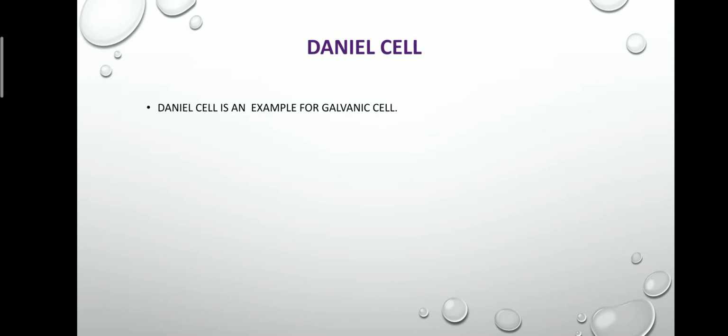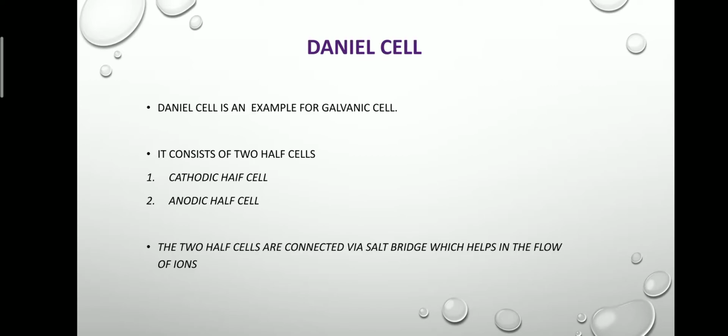So we are going to see a Daniell cell, which is an example for galvanic cell. In Daniell cell, it consists of two half cells. One is a cathodic half cell, another is an anodic half cell. The two half cells are connected through a salt bridge, which helps in the flow of electrons.